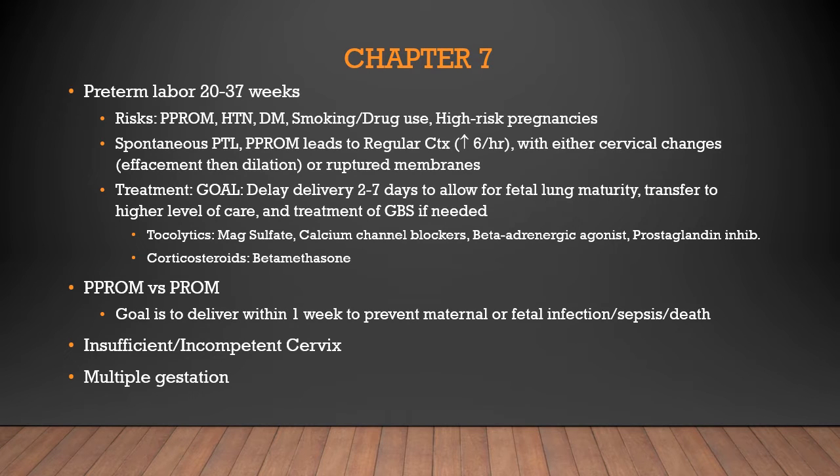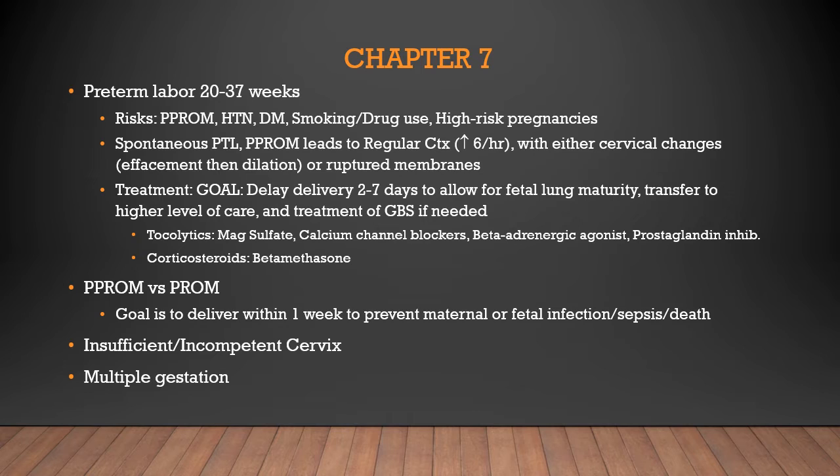Chapter 7 discusses high-risk antepartum nursing care. Preterm labor is the onset of labor at 20 to 37 weeks, and preterm birth is delivery before 37 weeks. The fetus must be at least 20 weeks old, or the age of viability, otherwise it is considered a spontaneous abortion.